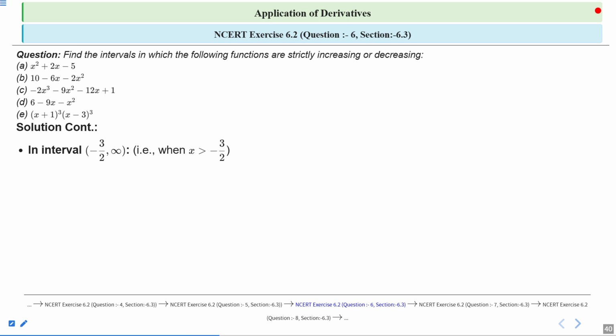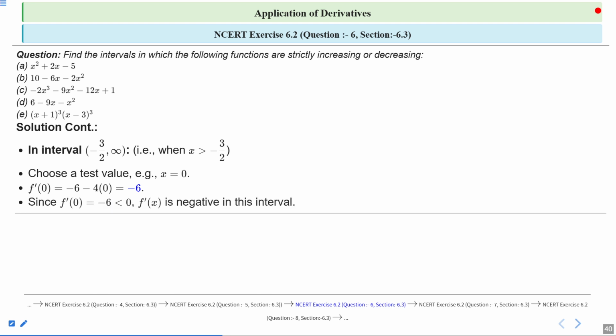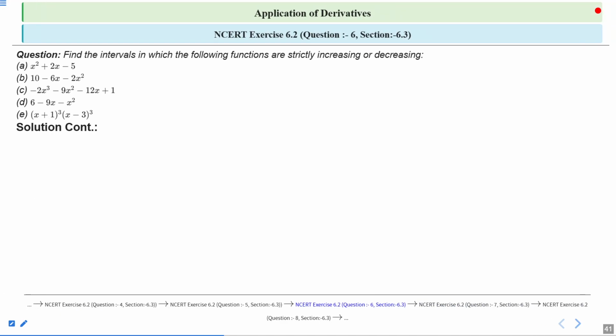So in the interval -3/2 to infinity, that is when x is greater than -3/2, choose the test value, for example x = 0. So f'(0) = -6 - 4 × 0 = -6. Since f'(0) = -6, which is less than 0, therefore f'(x) is negative in this interval. Therefore, f is strictly decreasing in the interval -3/2 to infinity.